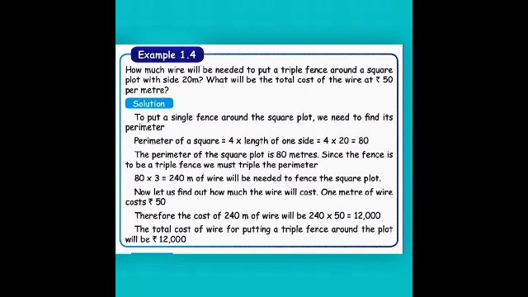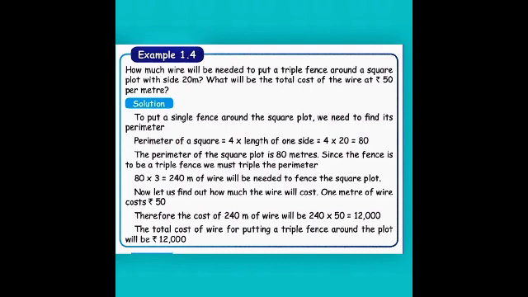The cost of 1 meter of wire is 50, so we want to find it for 240 meter. Therefore, the cost of 240 meter wire will be 240 multiplied by 50. Here 24 multiplied by 5 is 120. We have 2 zeros in the 2 numbers, 50 and 240, so we add 2 zeros at the end. So 12,000. The total cost of wire for putting a triple fence around the plot will be rupees 12,000.